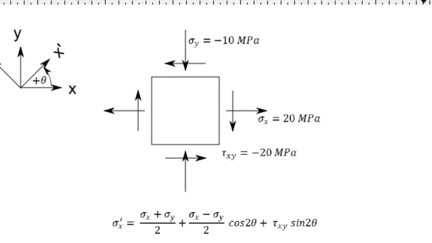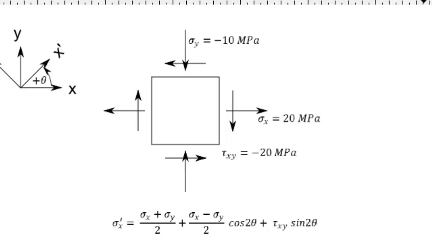So on this volume element, you can see that we have a positive normal stress in the x direction of 20 megapascals, a negative compressive stress in the y direction of negative 10 megapascals, and we have a negative shear stress of negative 20 megapascals.